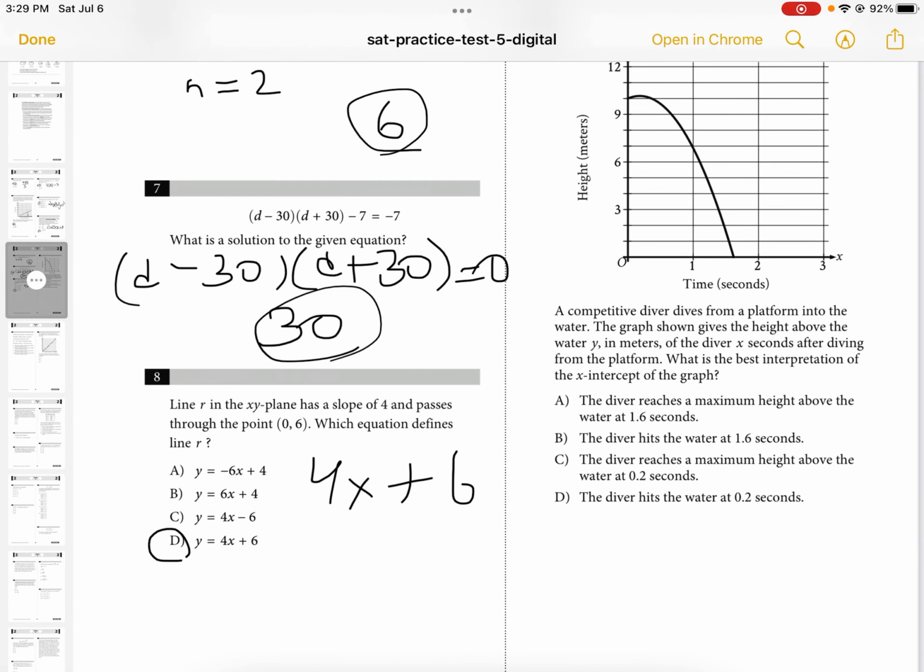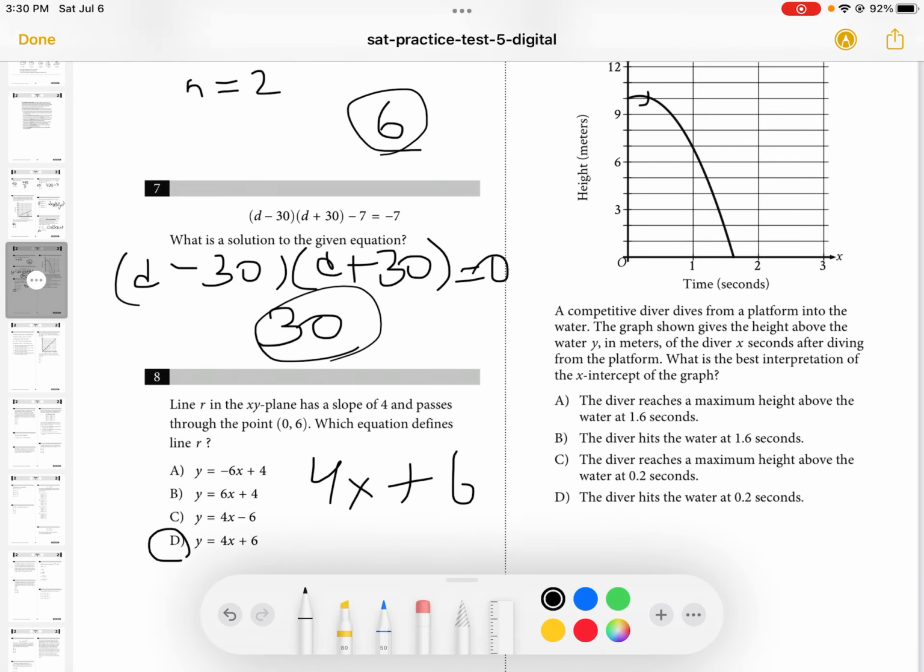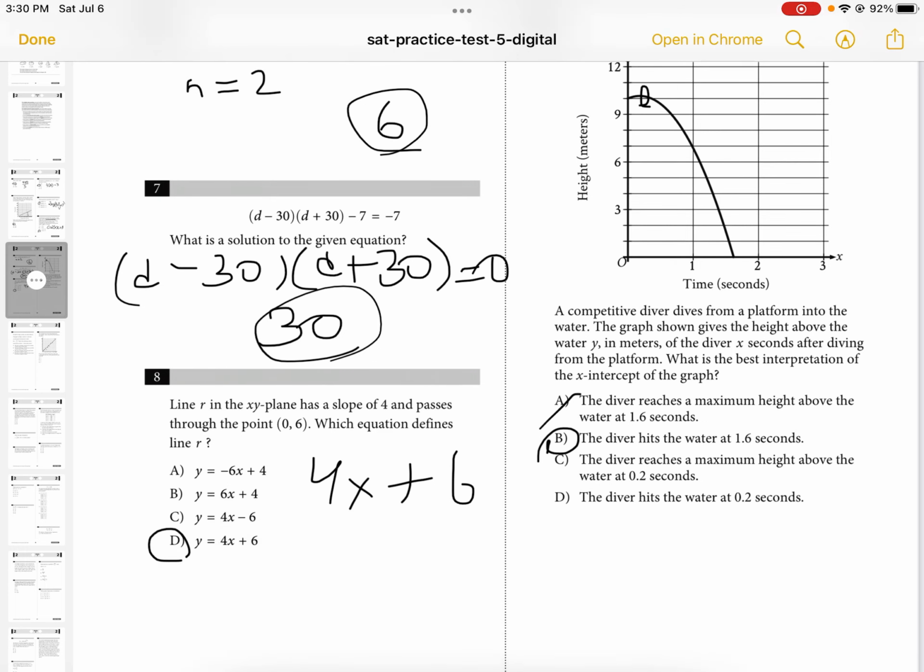A competitive diver dives from a platform into the water. The graph gives the height above the water y in meters of the diver x seconds after diving from the platform. What's the best interpretation of the x-intercept of the graph? Alright, so the diver reaches a maximum height above the water at 1.6 seconds. Now the maximum height is like right here, so it's not A. The x-intercept represents the time when the diver enters the water. So we have B as our answer.